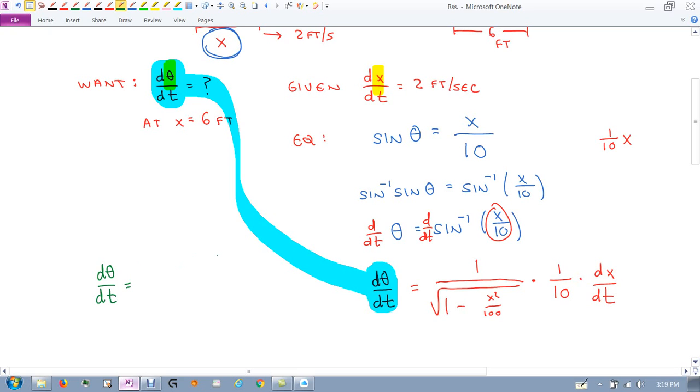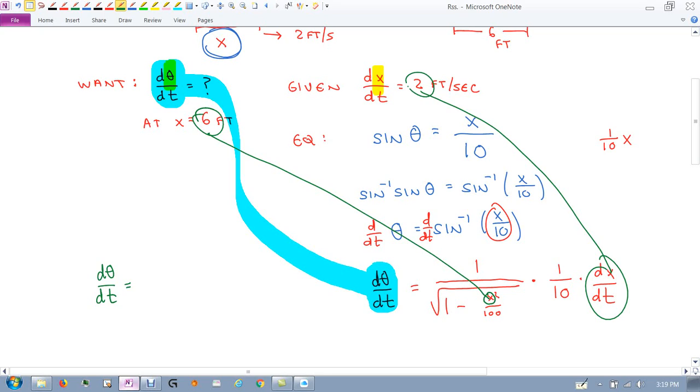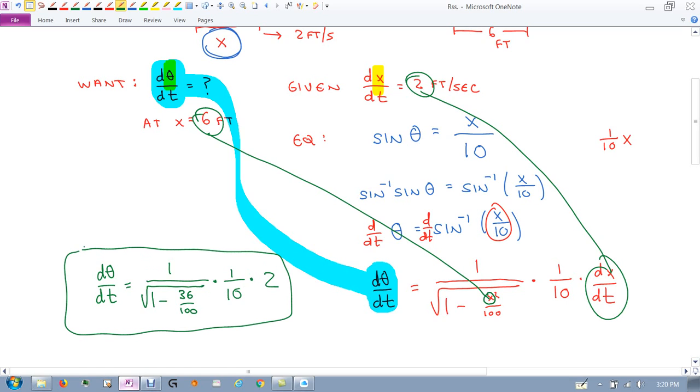So now all I'll have to do to figure out what d theta dt is is just plug in the things I know. I know x, it's 6 in this problem, and I know dx dt is 2. So this just becomes 1 over the square root of 1 minus 6 squared, which is 36 over 100, times 1/10 times dx dt, which was 2. And you could just figure out what this is, some decimal answer, and it will give you the rate at which the angle is changing. And just be aware that that answer will be in radians per second.